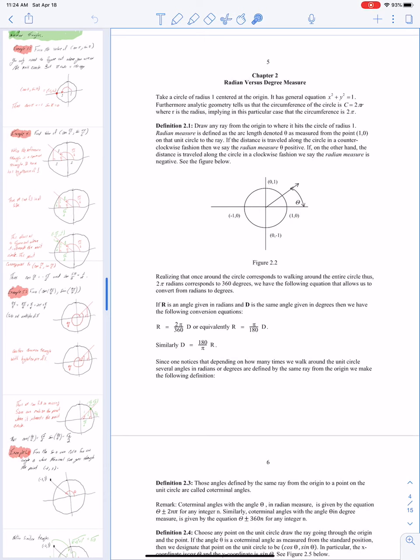Now, this is where trig on the unit circle is different than triangle trig. You'll never see a triangle that has a negative angle, but in trigonometry in general, there are negative angles. And also, there are angles that are bigger than 180 degrees, which cannot happen in a triangle because you know the sum of all the angles in a triangle is 180.